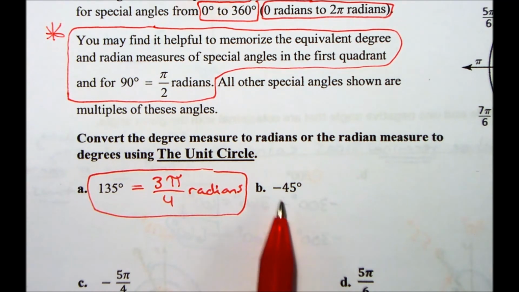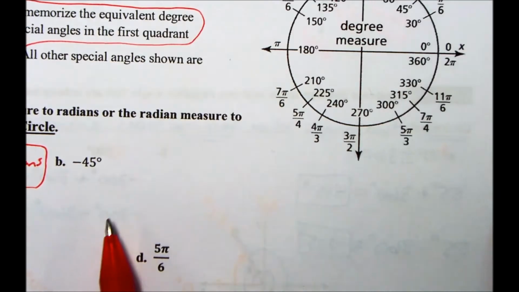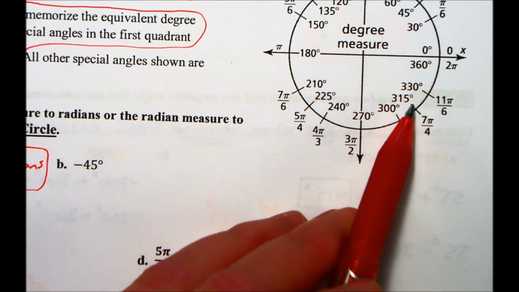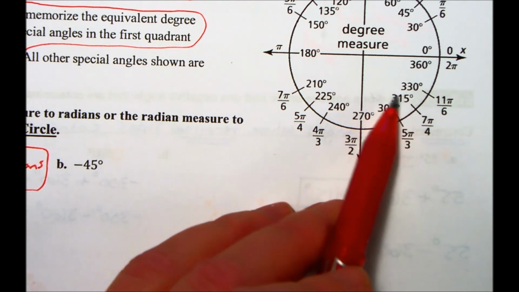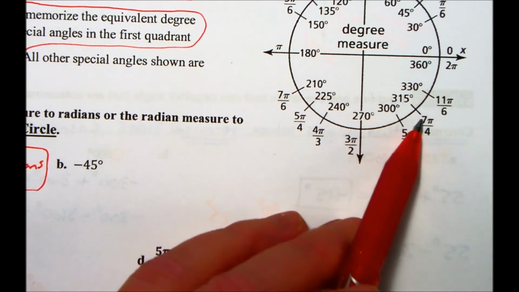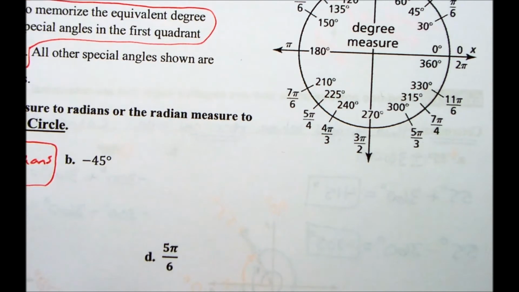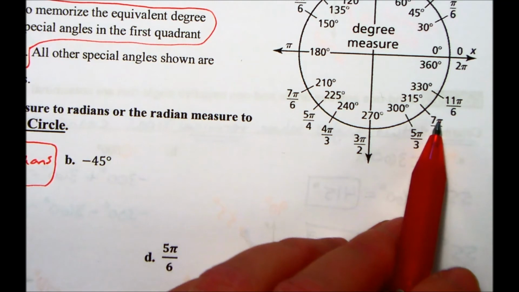Negative 45. So this one's a little bit trickier because we have to go in the negative direction. So if you're going negative 45 degrees, that means you're going down and around. So that's going to end up at 315 degrees, which is coterminal with negative 45. Actually, okay, I was just looking at my notes from last year. So it's not going to be 7 pi over 4, I was thinking 7 pi over 4, but it's not.